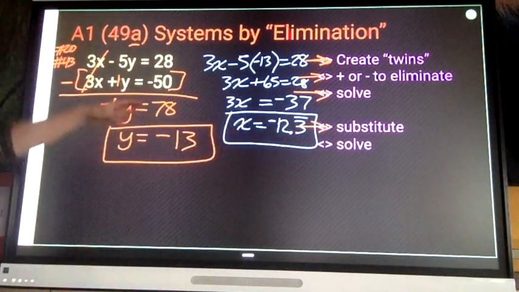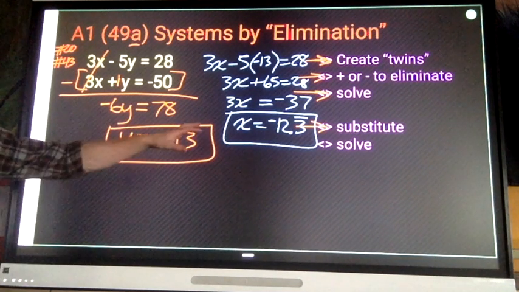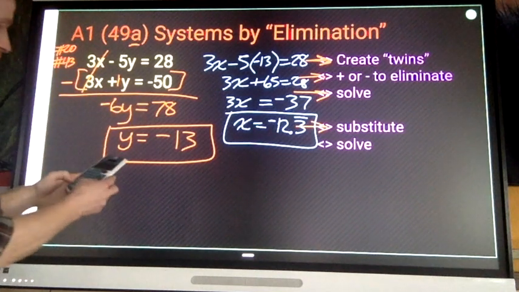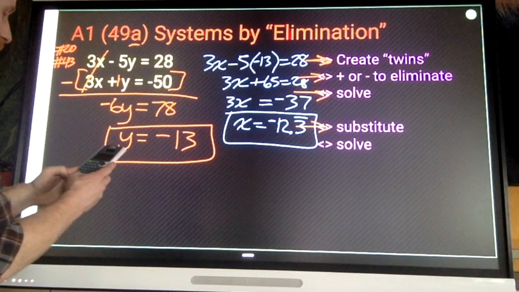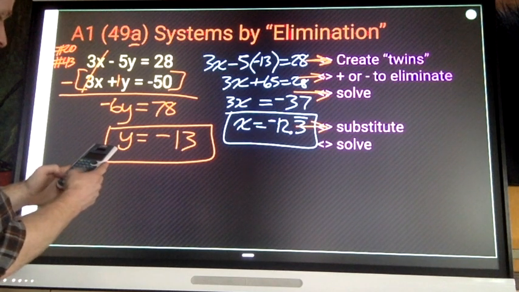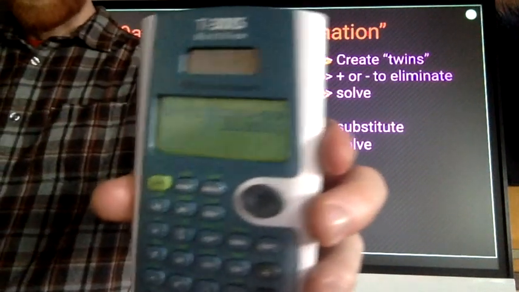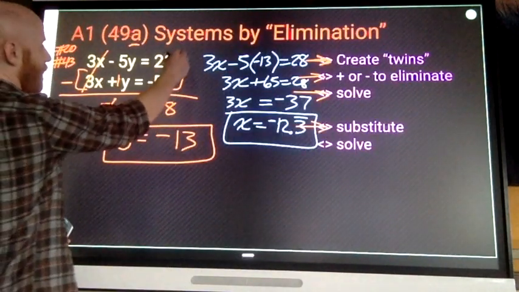So we got two answers. y is negative 13. x is close to negative 12.3. Again, if you want to check, am I correct, before you move on to the next situation, you could grab a calculator and use your original equation, so 3 times negative 12.3 repeating minus 5y, minus 5 times negative 13. Enter. Because I'm rounding a little bit, we're going to have a little bit of a rounding error, but you can see there, 28 is the result I got from the top equation.